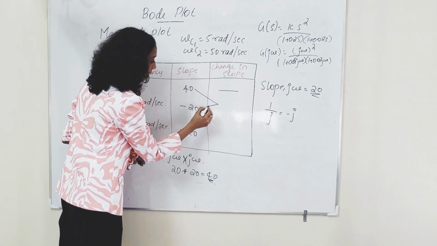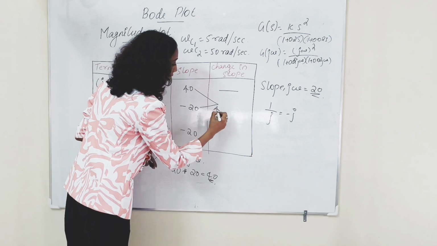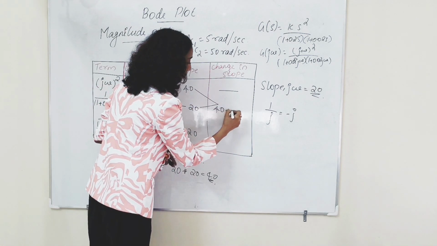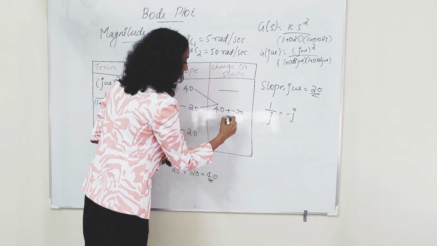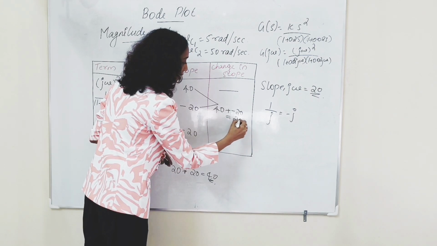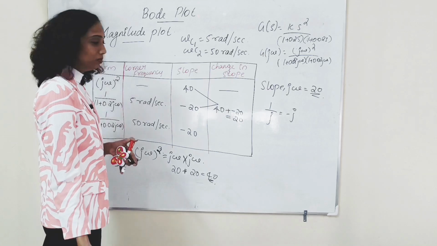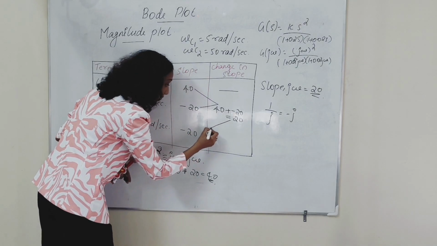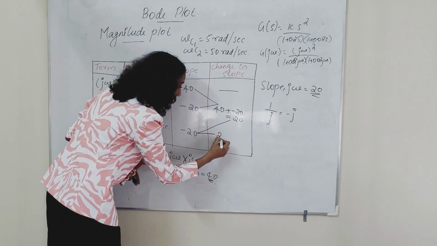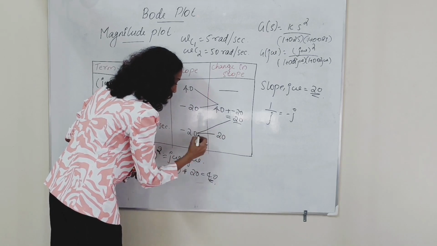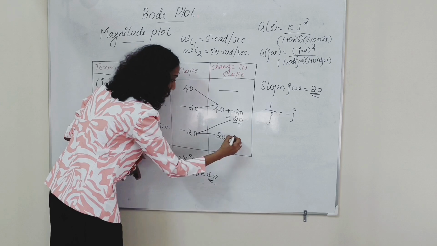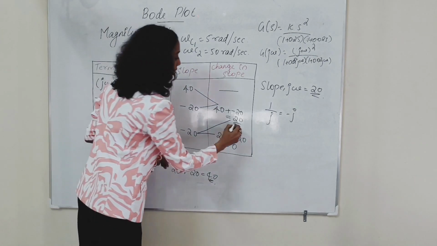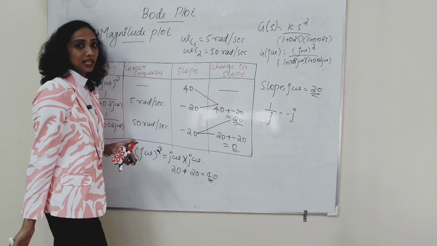So we did it like this: 40, this 40, plus minus 20. That is 40 minus 20 as 20. Then for the next term we found it like this: 20 plus this minus 20. That is 20 minus 20, which is 0. Okay? 0. This is the change in slope.